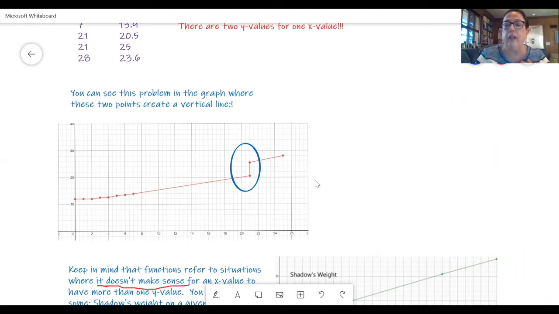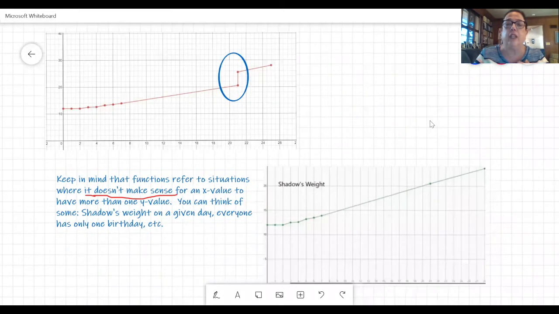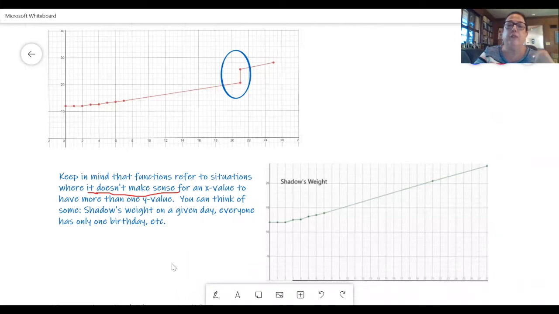Whenever you see a vertical line, or a vertical line can connect 2 points, you know that you do not have a function. Keep in mind that functions refer to situations where it actually makes sense that each X value has one Y value. So in the case of this function I'm showing you, it doesn't make sense for Shadow to have 2 weights on the 21st day. It makes sense that he has 1 weight on every day. There are other functions like this, birthday functions. If the people are the X values, each person has a different birthday, or I should say a single birthday. They might all have the same birthdays, but they each have 1 birthday.